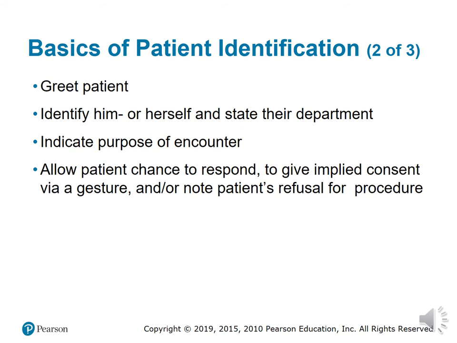Right. We're in a new section now. Read the title: basics of patient identification. Greet the patient, identify yourself, and state your department. Indicate the purpose of the encounter. Allow the patient a chance to respond and give implied consent via a gesture, and or note the patient's refusal of the procedure. We talked about this in one of the earlier chapters about implied consent. You want to make sure that you get consent from them, all right?